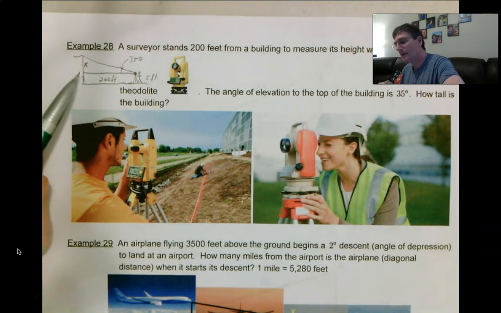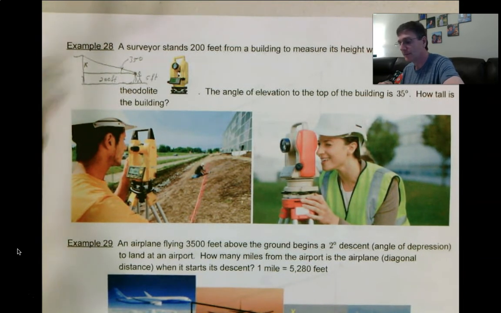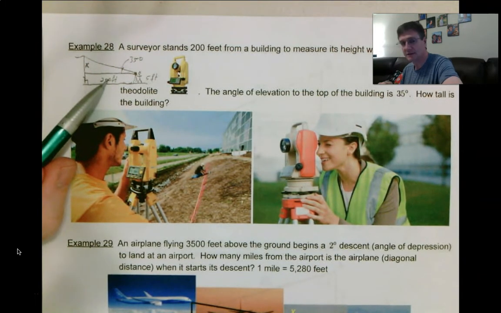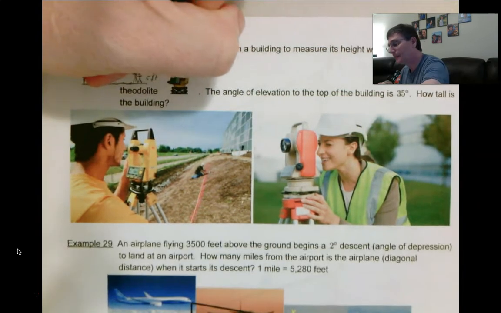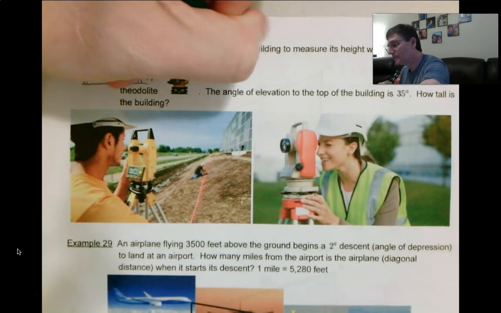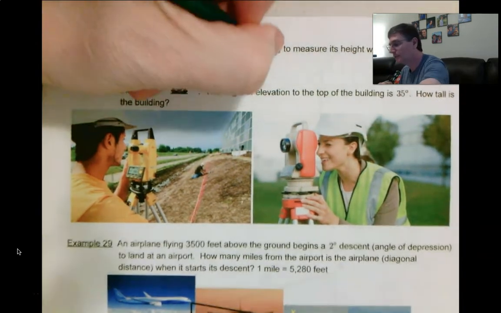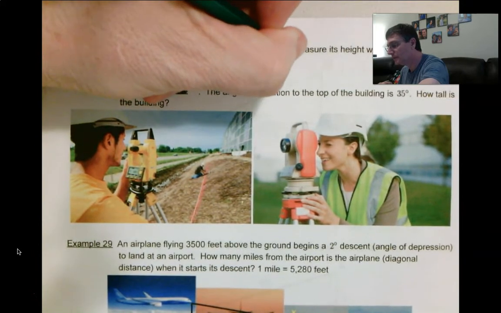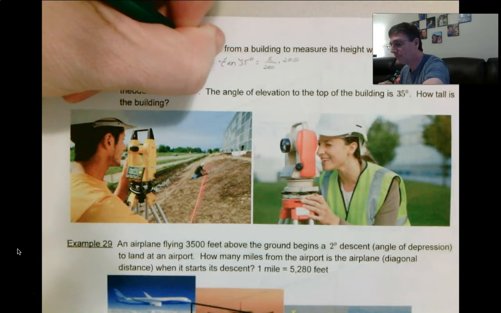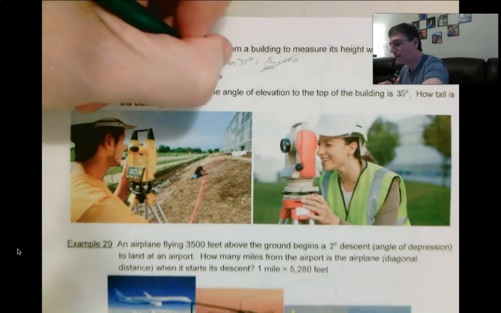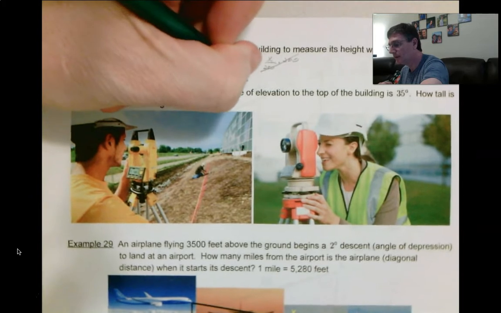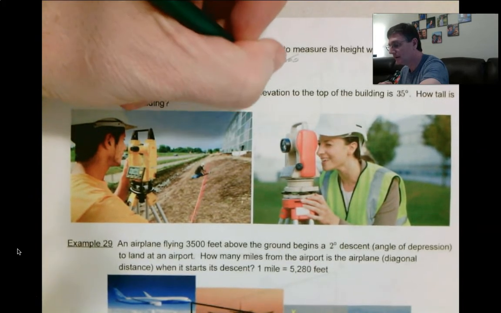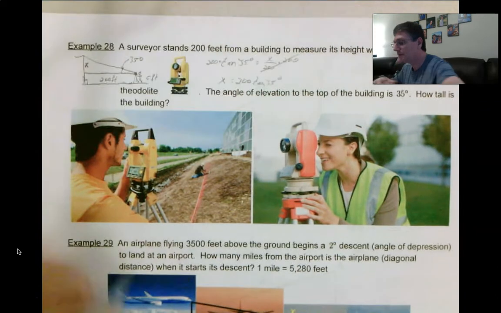So we're still going to be using right triangle trig. The building here is at a right angle. This is opposite, this is adjacent, so this is tangent. Tangent 35 degrees equals x over 200. Multiply both sides by 200. x equals 200 tangent 35 degrees. Go to our calculators.